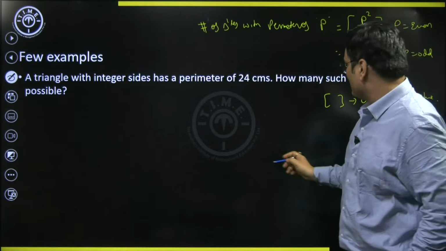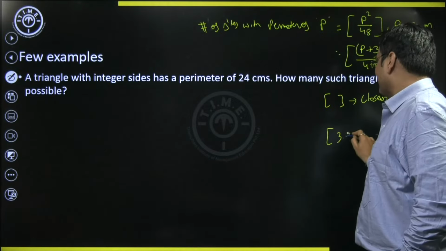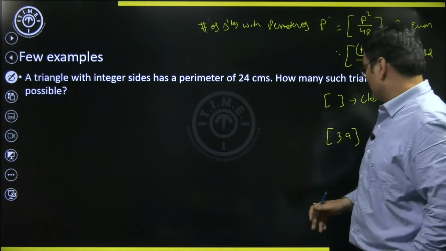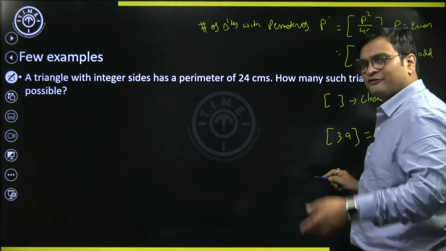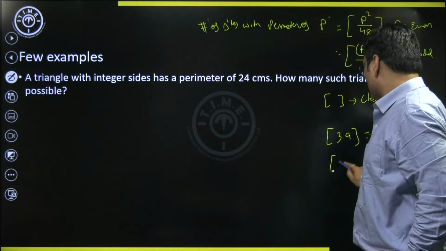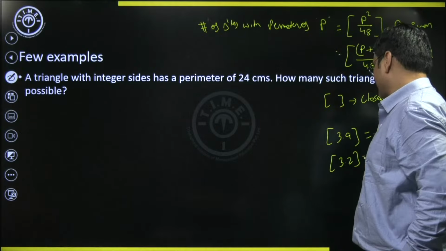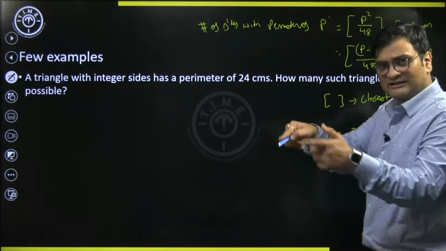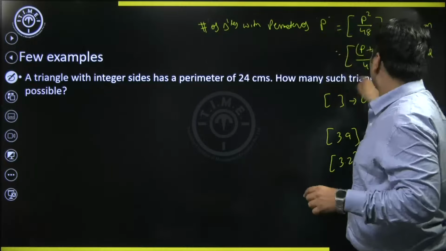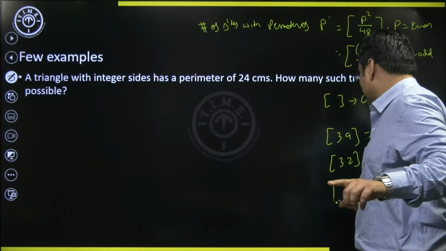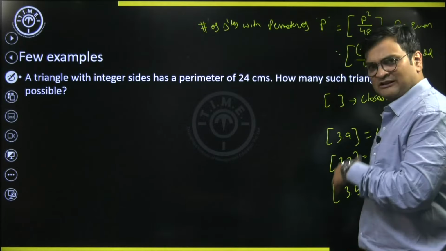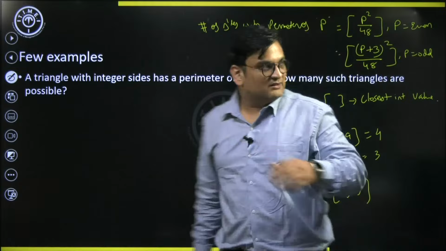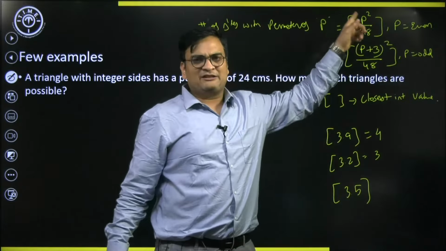Meaning, suppose you get square bracket 3.9. So square bracket 3.9, you will take the value as 4, the closest integer. Suppose you get 3.2, closest. With this formula, you will never get a case like 3.5. Don't worry about that. That's not possible because any perfect square, P square is a perfect square, right?